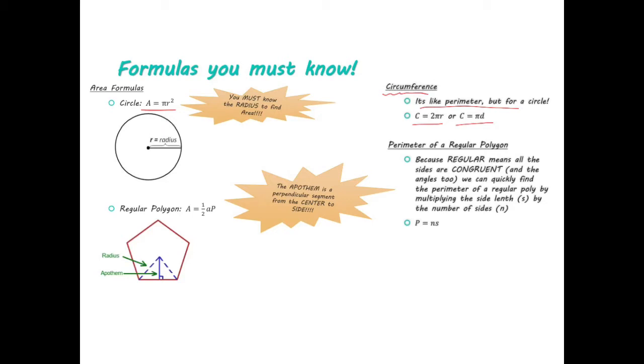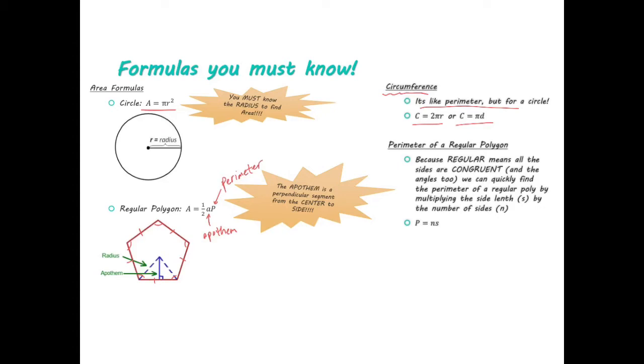Regular polygon. Regular means that all the sides are congruent and all the angles are congruent as well. In any regular polygon, with any number of sides, we can find the area by using the formula 1/2 times the apothem, where little a stands for apothem, multiplied by the perimeter. The big P stands for perimeter.